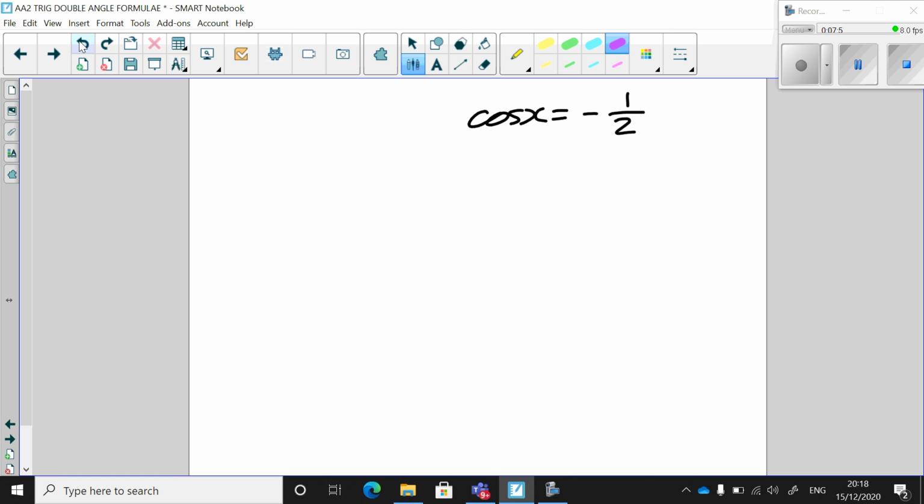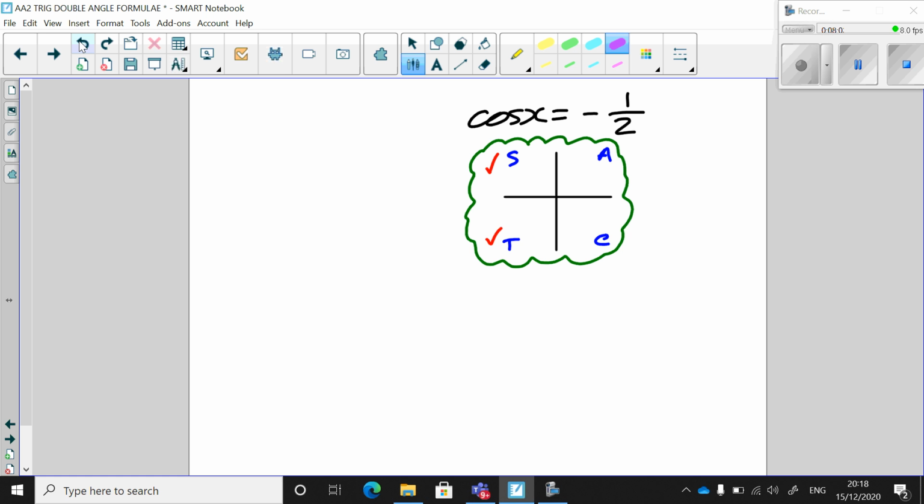Let's get the other one. Cos x equals negative half. I think we need a quadrant check here. Where is cosine negative? Cosine is positive in the first and fourth, so it must be negative in the second and third quadrants, where sine and tan are. Right, done. Okay, there's your wee formulas.